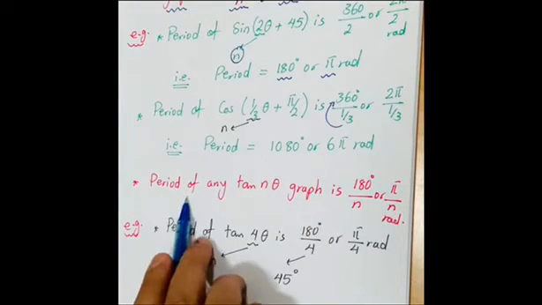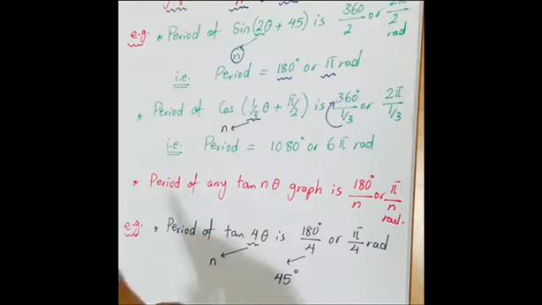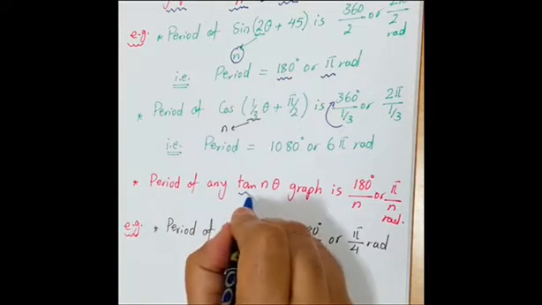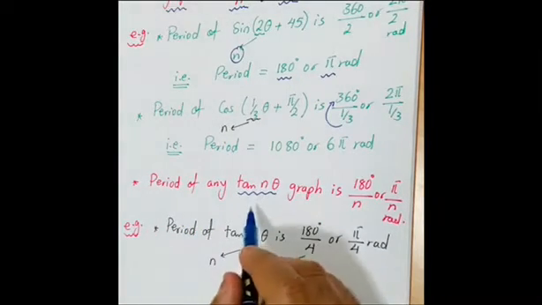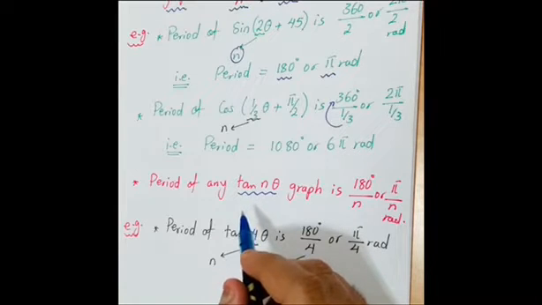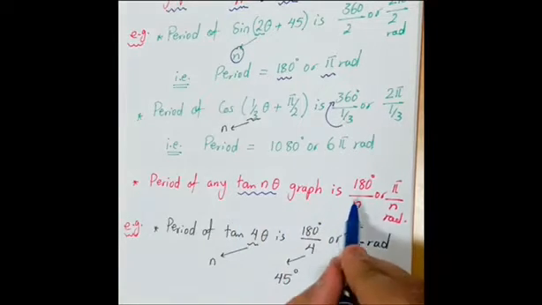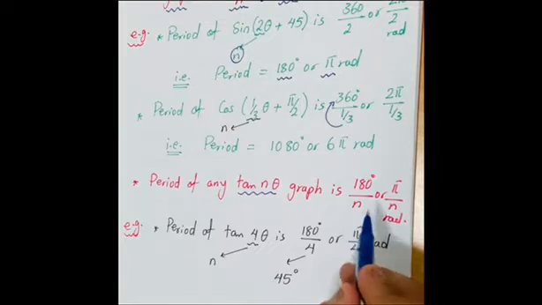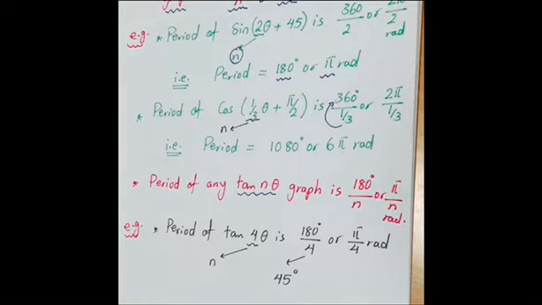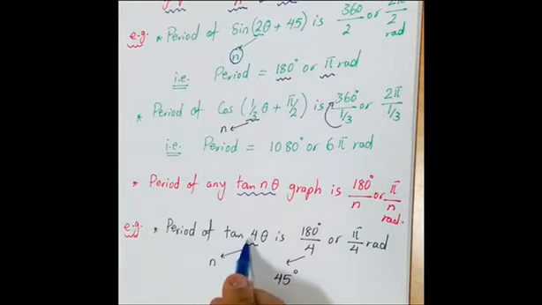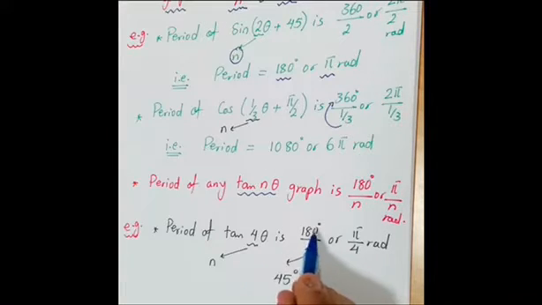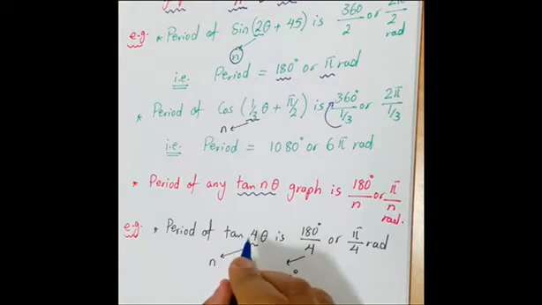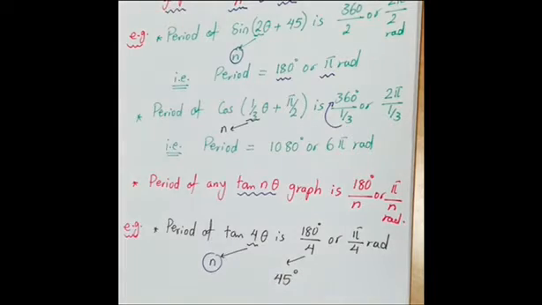Now one more important point, like what we did in sine and cosine. Now, this is for tan. The periodicity of tan n theta is 180 over n, or pi over n. For example, tan 4 theta is 180 over 4, because this is the multiple, n is 4. So 180 divided by 4 is equal to 45, or pi over 4 radians.